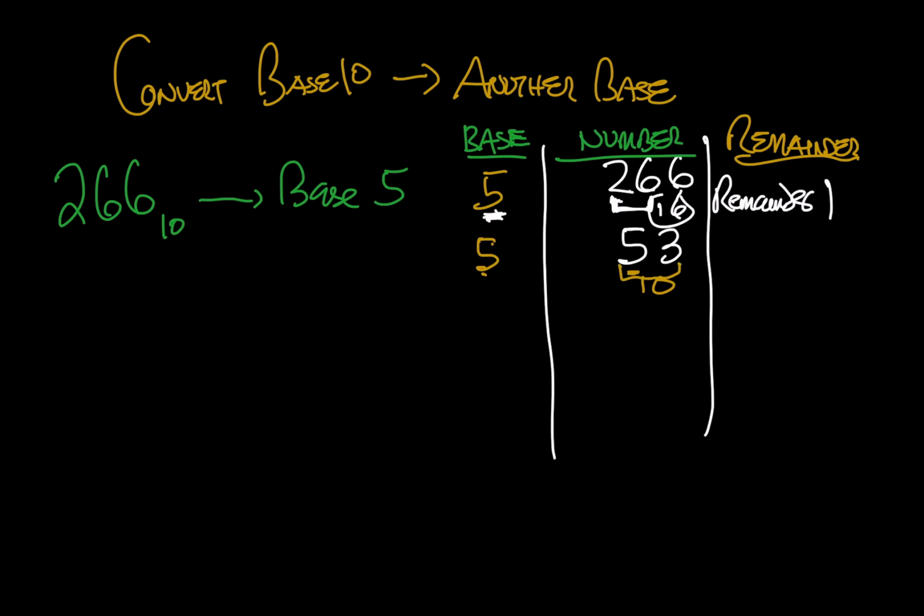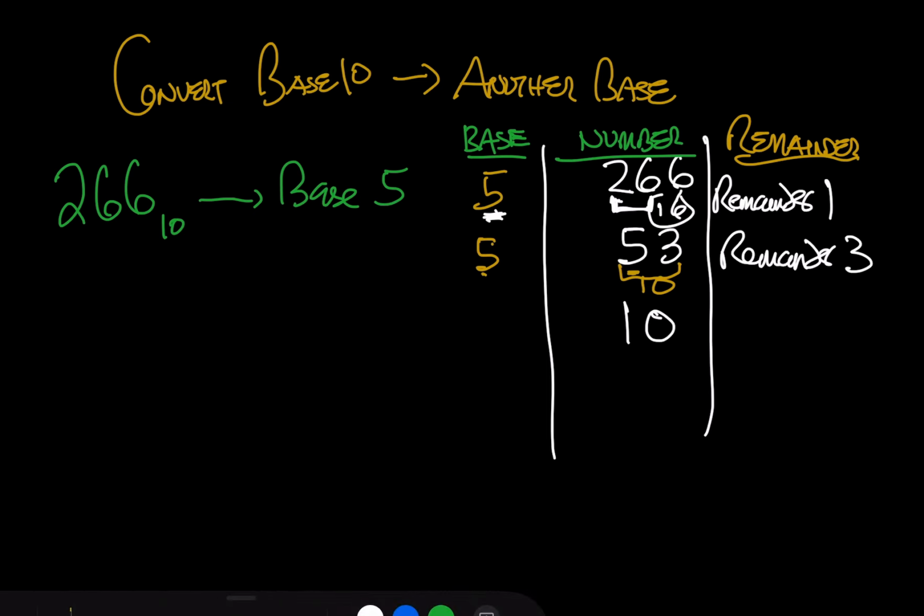And then there's going to be a remainder, right? So it's going to go 10 times, and then there'll be a remainder. Because 10 times 5 is 50, and the remainder is going to be 3. The next thing we're going to do is put another 5 here.